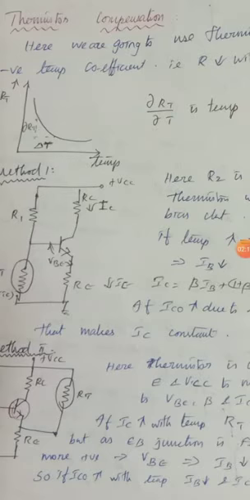So the IB value also decreases. If IB is decreased, automatically the IC value will be decreased. So the increase in the IC is brought back to a constant position.